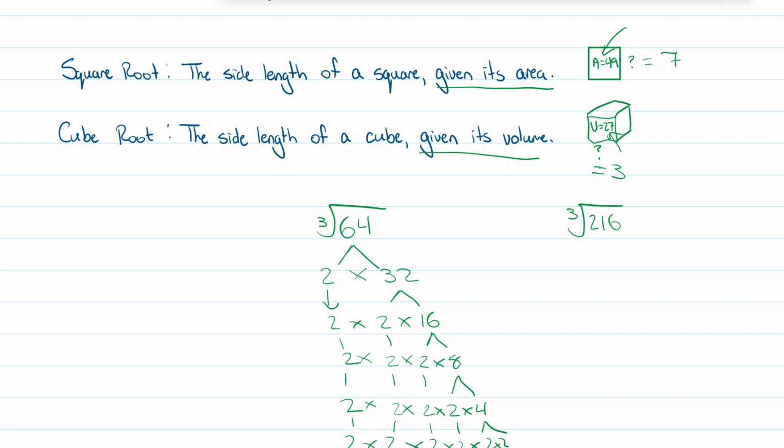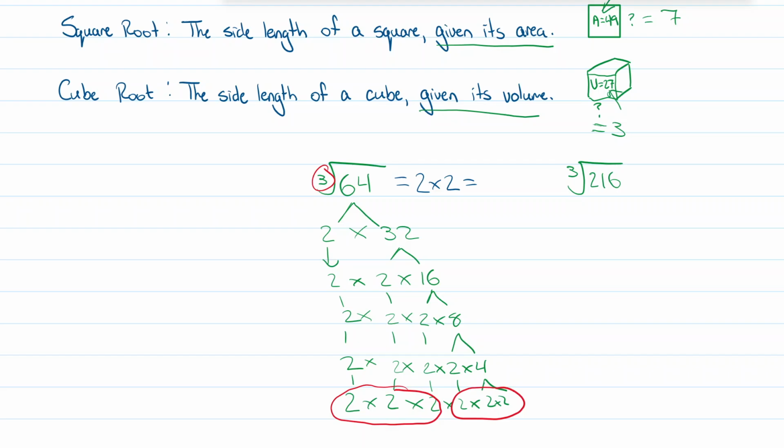Now remember, we're cube rooting it. So that tells us we're going to find groups of 3. So we have 2 times 2 times 2, 2 times 2 times 2. We've got 2 groups of 2. And so when we take a look at this, we're going to have 2 times 2 be our cube root of 64. And that'll leave us with 4. So when we take 4 and multiply it by itself 3 times, the answer is 64. 4 times 4 times 4 is 64.